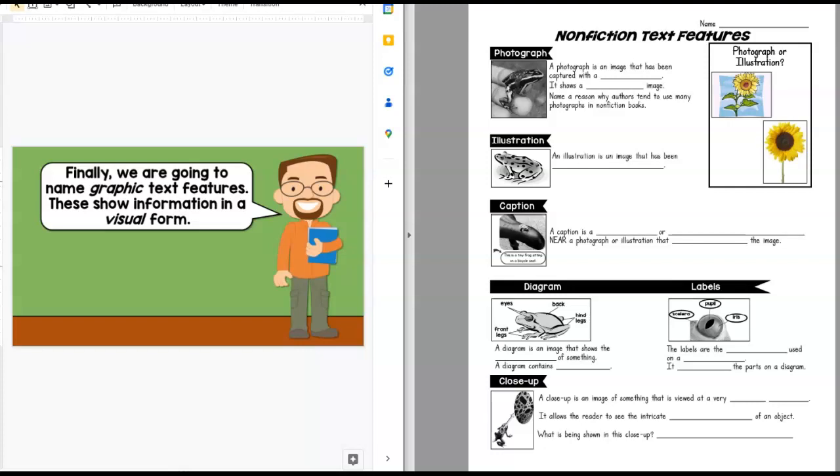Hello, fifth graders. So today we're ready for part 3 of our text features in nonfiction books. Somebody in our survey yesterday suggested that we try to do a split screen. So here we go. I do think things are small, but we're going to go ahead and try it right now anyway. It says, today, finally, we are going to name graphic text features. These show information in visual form. So I think we're going to look at things like maps, photographs, captions, diagrams, labels.